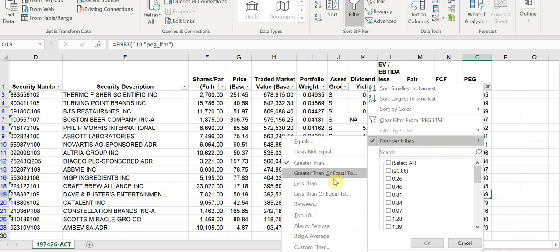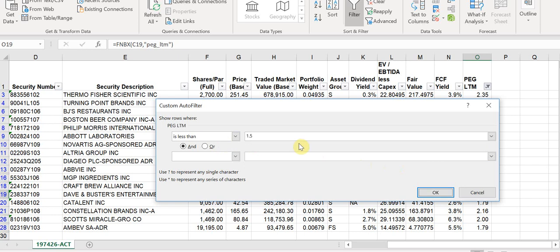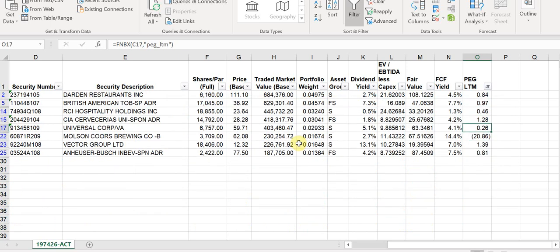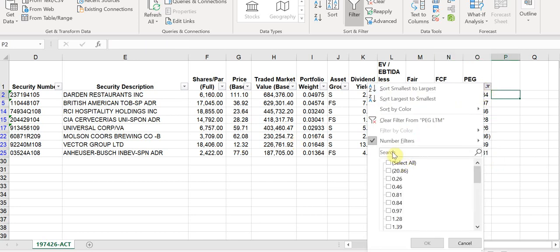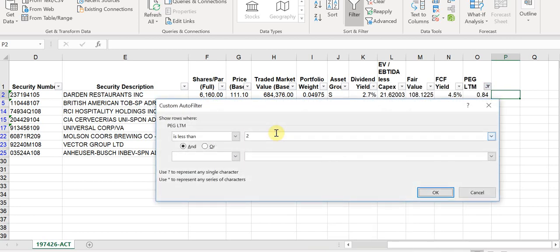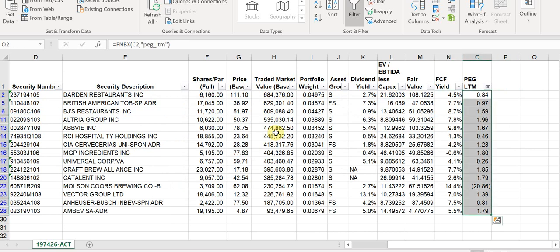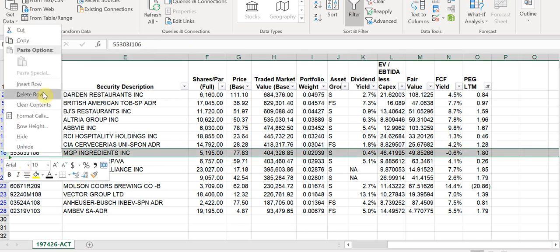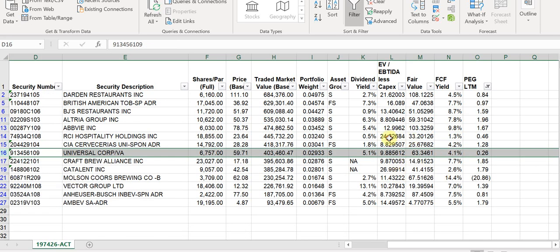Oh, I'm sorry, anything less than 1.5. 8 stocks. Let's maybe bump that up to 2. Okay. So now we're at 15 stocks. Negative free cash flow yield, I don't think that's something we like whatsoever.